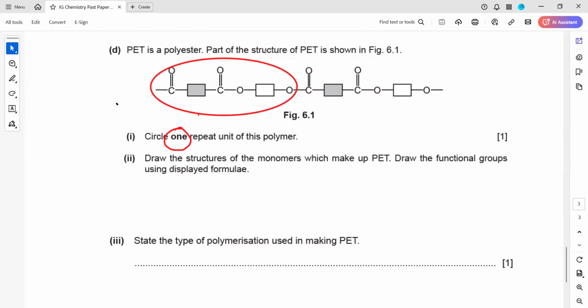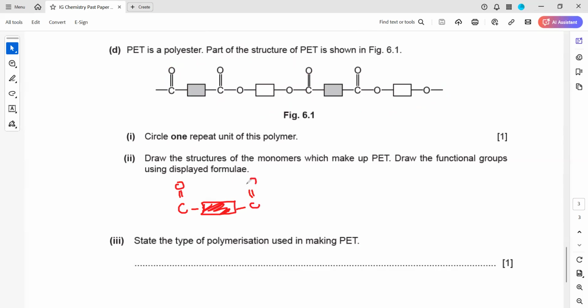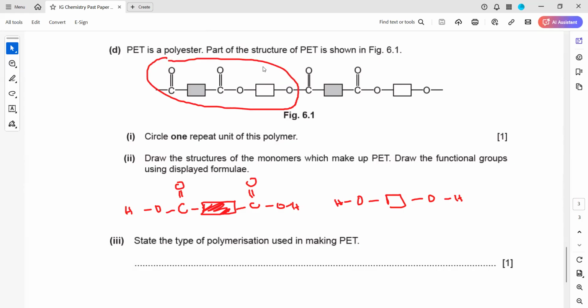Draw the structure of the monomers which make up this PET and draw the functional groups. So what will happen? One side, because we have this group, a carboxylic group. So C double bonded with O. This box is there. And this unshaded box with O is the diol. Because this is formed when dicarboxylic acid reacts with diol. So this was 1 unit. Look, see what we did. We break down this 1 unit into 2 halves and identify what molecules are there. Because the polyester is formed when dicarboxylic acid reacts with diol. So one molecule, both sides will be a carboxylic acid. Another molecule, both sides will be an alcohol. Diol.